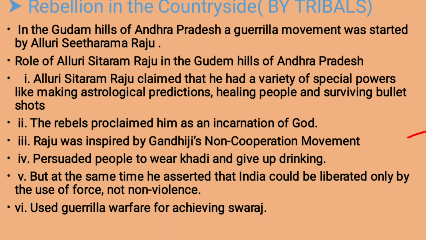Second, the rebels proclaimed him as an incarnation of God. The people gave him a place as God. Raju was inspired by Gandhiji's non-cooperation movement. He persuaded people to wear khadi and to give up drinking. Because of this, he was given a godly place by the rebels.